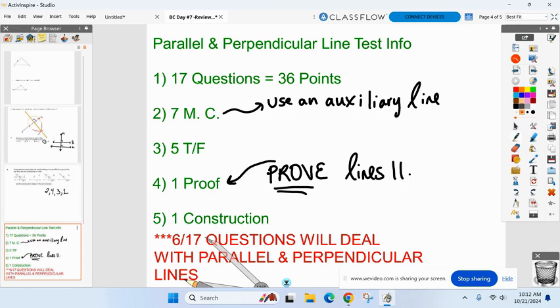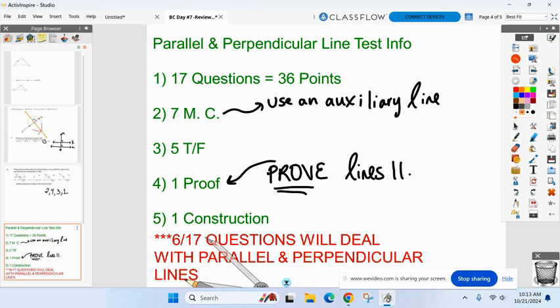Five TF, that's true false. There's going to be 5 true false questions. And I probably should not do this for you, but I'm telling you what the proof is. It will be prove a pair of lines are parallel. And FYI, it's going to be a little bit tougher than the one I gave you on your quiz. That was 3 steps. Then one construction, I already went over that. It's either parallel or perpendicular. Nothing fancy.